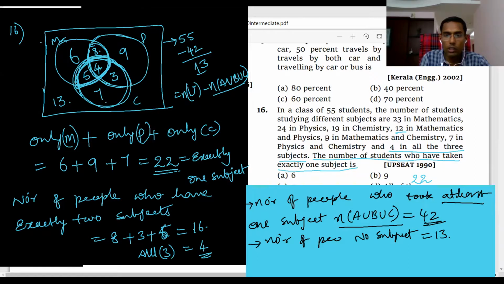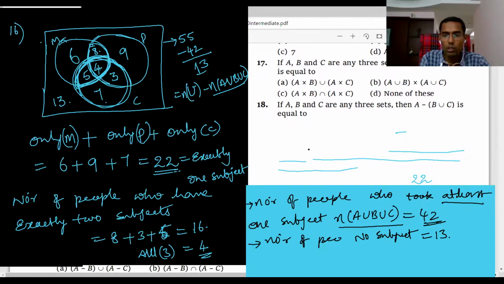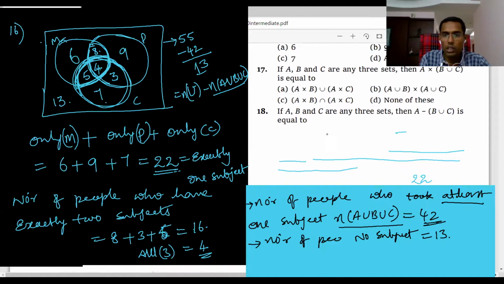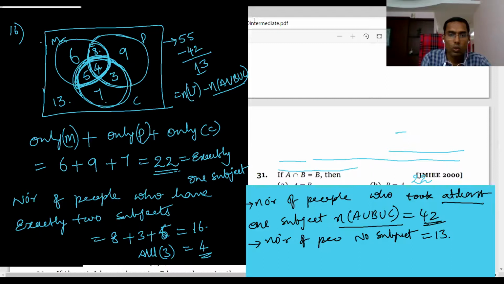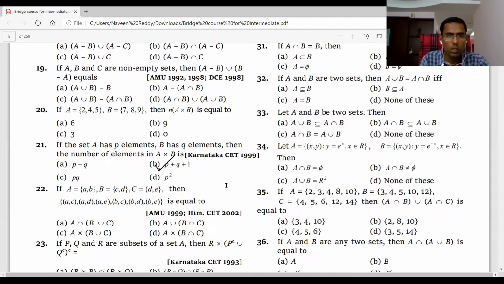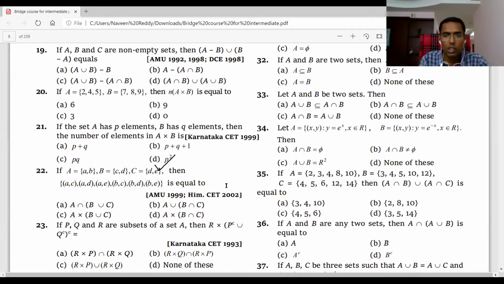Okay, then after 16, what we have is, A, B, C are three sets. A minus B union C is what is asking. Already we discussed A minus B union C, that union becomes intersection. Already we discussed. So then we'll go to the next question.